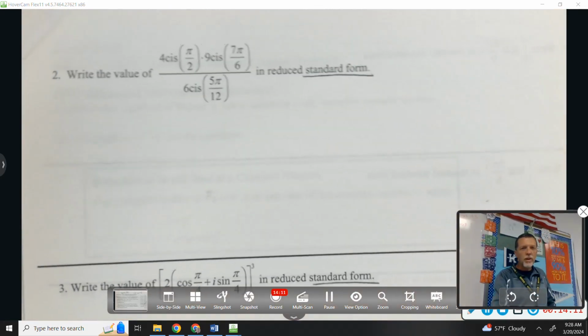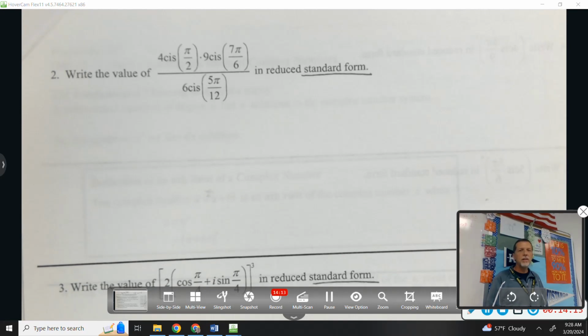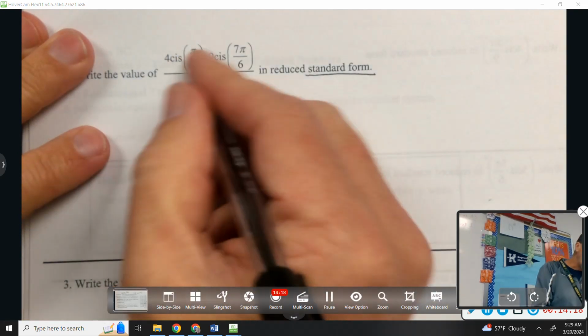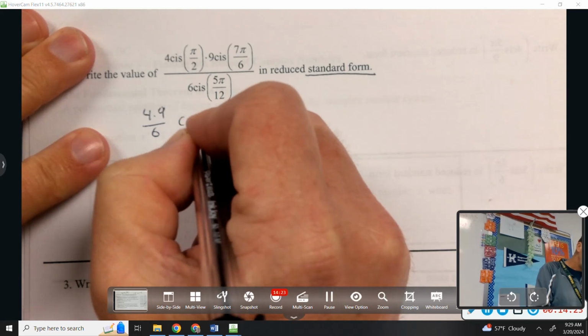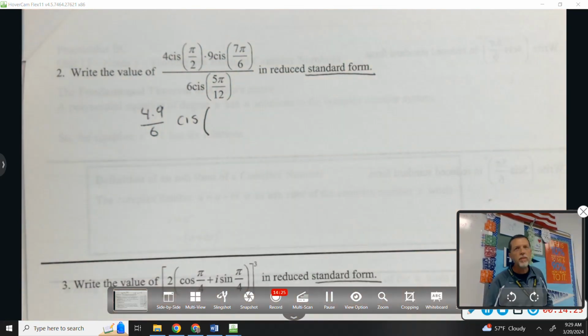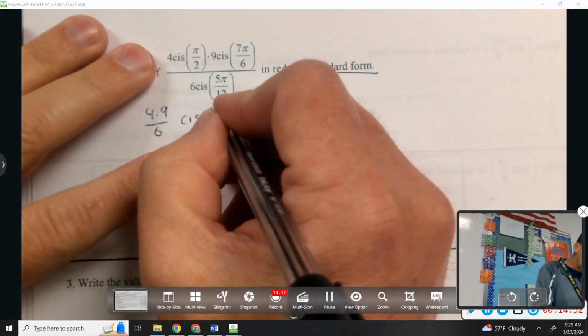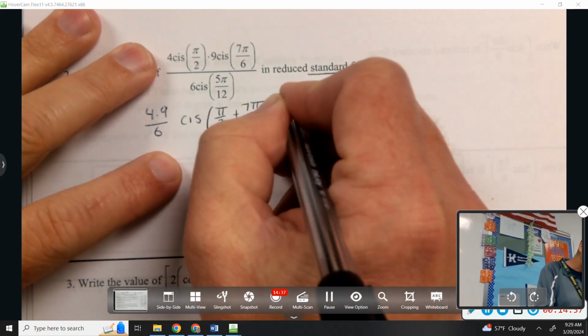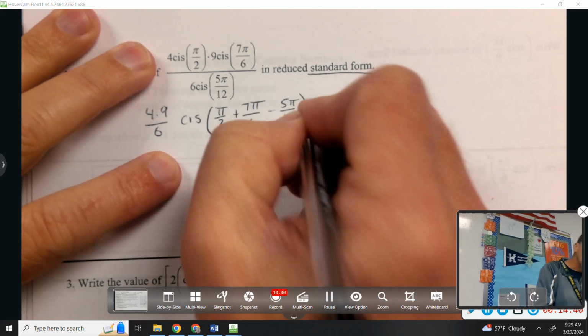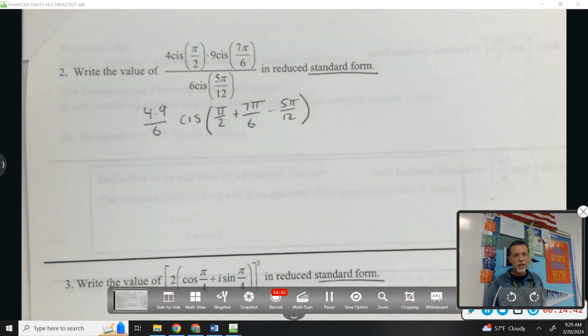Okay, number 2. Write that in reduced standard form. Okay, there's 3 things, but come on, this is the same type thing. 4 times 9 divided by 6. Cis of. This is a lot like exponents, right? You add the stuff in the top and subtract the one that's in the bottom. So this would be a place where some of you do this out to the side and don't show this step, and that's okay. But add the 2 that are multiplied, subtract the one that's divided.